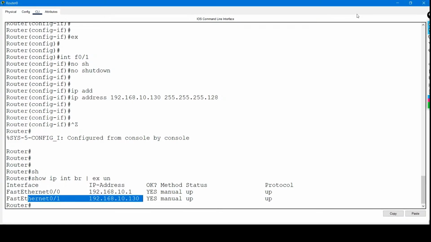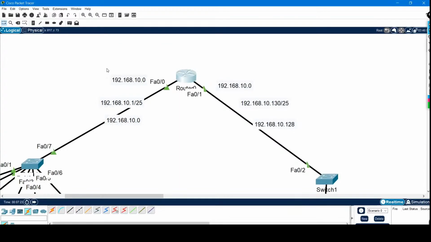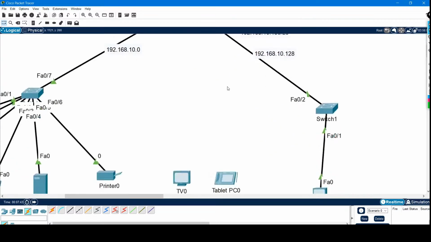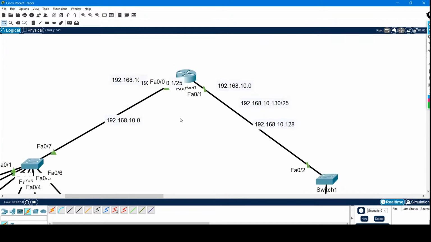So tell me how many computers can be connected on F0/1, because here I am using /25. That means there are only 126 valid IP addresses, and out of 126 valid IP addresses, I am using one IP address for this interface of the router. That means in this network we can connect 125 devices. Is it clear?